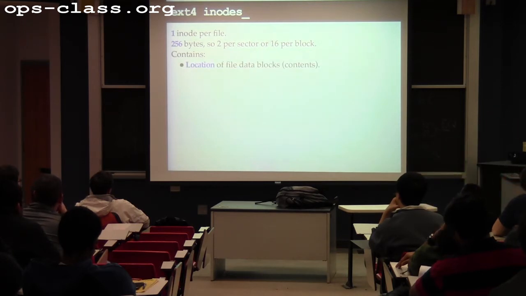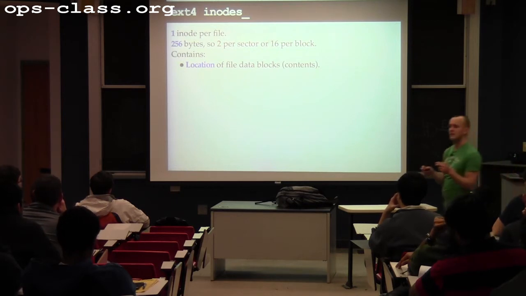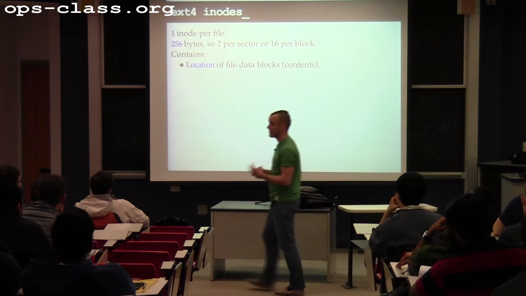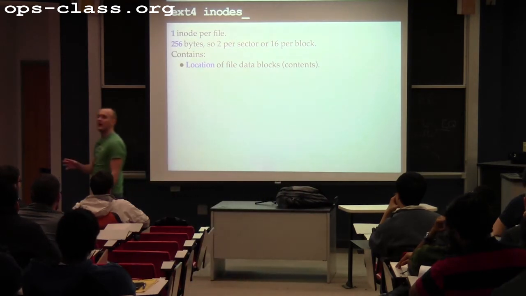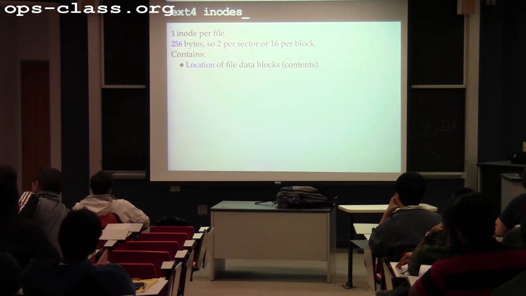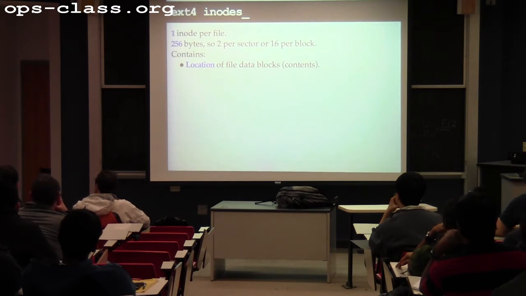So essentially, the ext4 inodes are allocated in groups, right? Because 4K is the block size that ext4 uses. And so each block on an ext4 file system that contains inodes contains a set of inodes, not just one, right? Because the inode size is smaller, right? What the inode contains is the location of the file data blocks, right? Or some information that allows ext4 to figure out where those data blocks are.